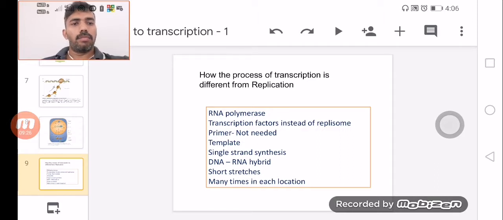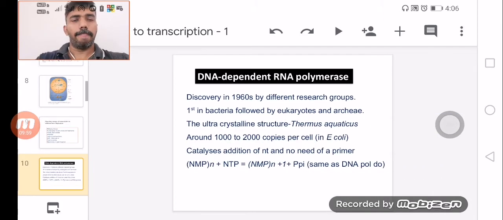And finally, another important difference is that in replication, the process occurs only once in every cell, never twice or thrice. There is no multiple reaction for replication, but transcription occurs multiple times even at a single location. That means whenever that gene needs to be expressed, there will be gene expression. So these are the common comparisons between transcription and replication.